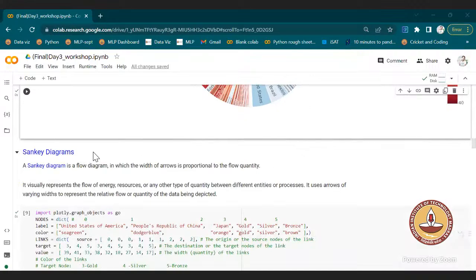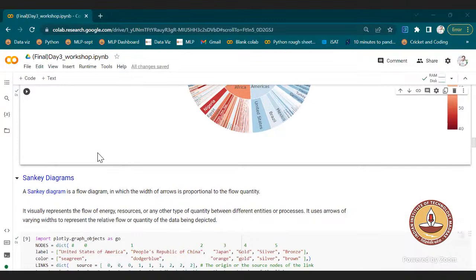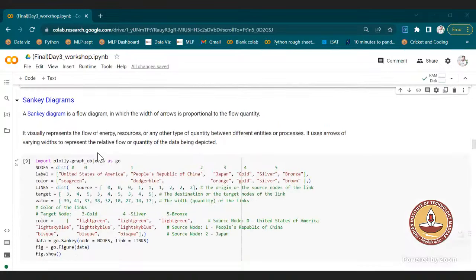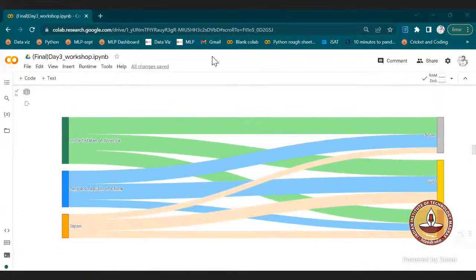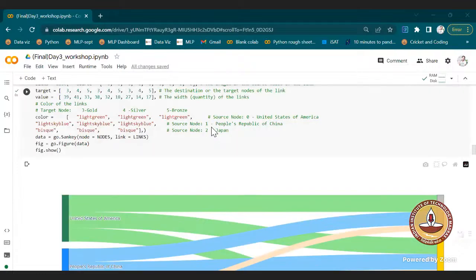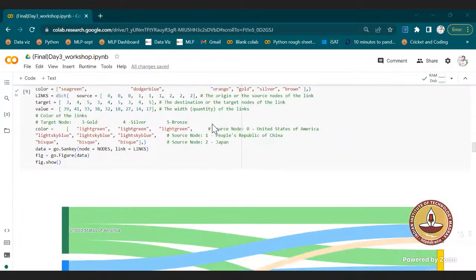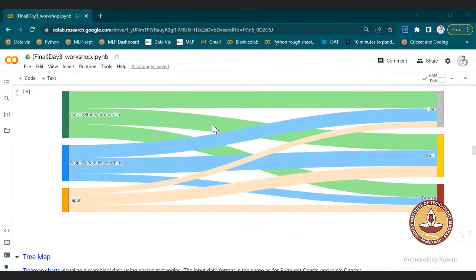Now one more. I would say this is also a very good diagram, the Sankey diagram. How many of you have heard about this term, Sankey diagram? I have seen this diagram, but the name is new to me. I have not heard that name as such. Sir, I have seen this diagram in some subreddits where they post how many applications they made, how many offers they got and all.